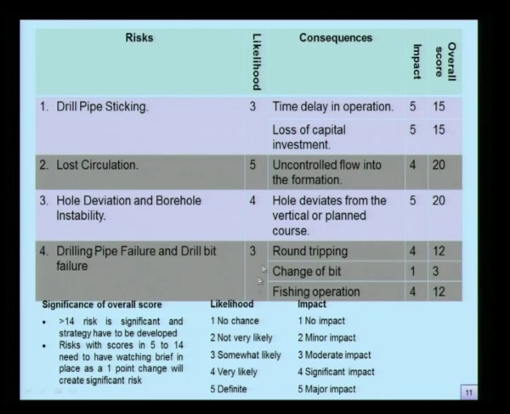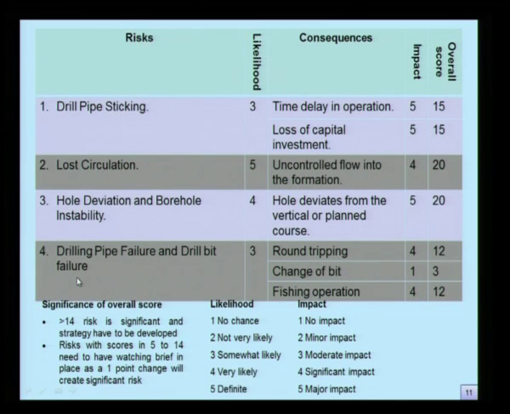So, the likelihood is nothing but a score given to these events on this scale of 5, whereas the impact or consequence is also on a scale of 5, where if I indicate 1, though there is a likelihood of a specific event, it will cause no impact. If I indicate a scale of 5, then the event will have a major impact. After understanding this, let us look into the risks of different events: drill pipe sticking, lost circulation, hole deviation and borehole instability, drill pipe failure and drill bit failure.